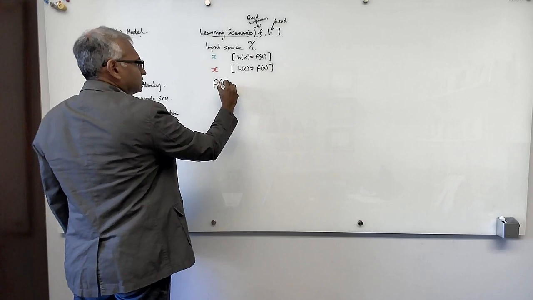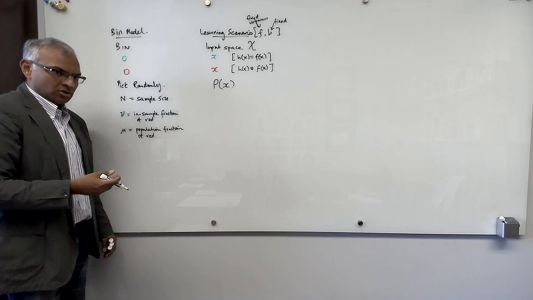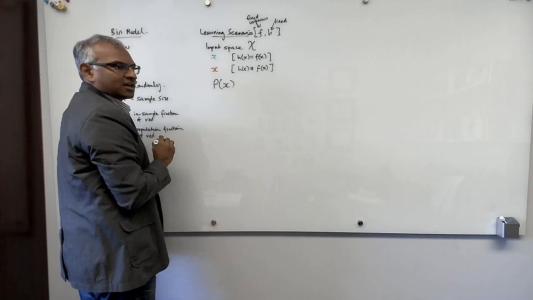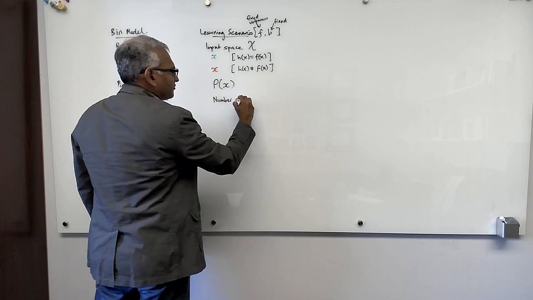We didn't spend much time on it, but you can understand what's going on here. You have your input space, and there's some generator of data, some random process that's generating data. We call that the probability distribution for X. And the sample size is just the size of the data set, the number of examples generated.